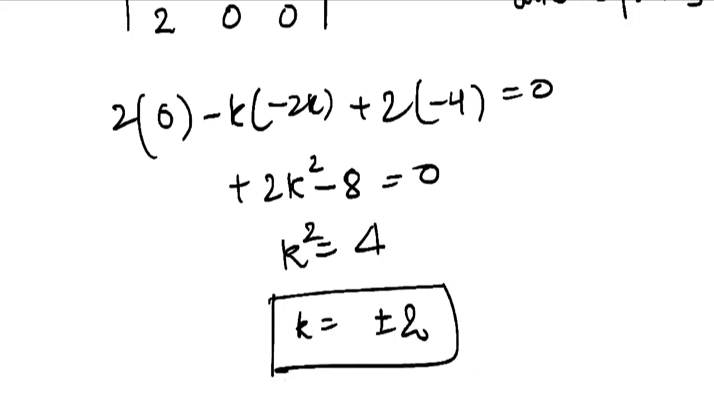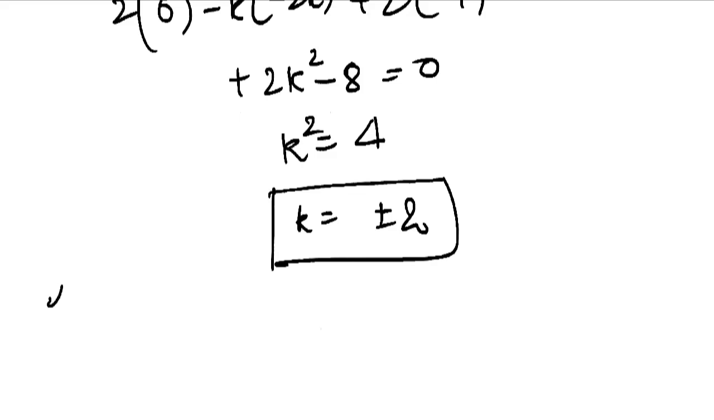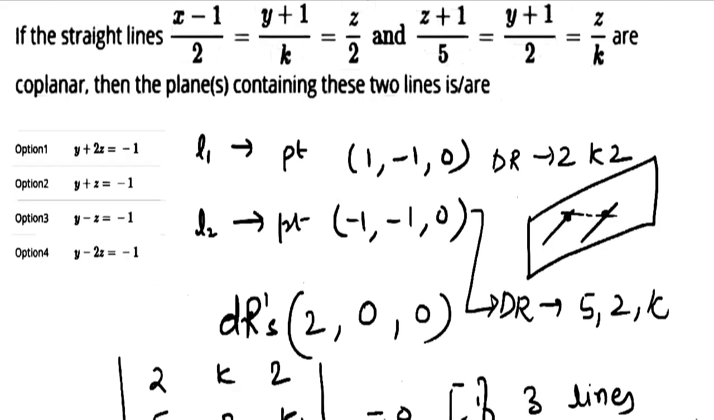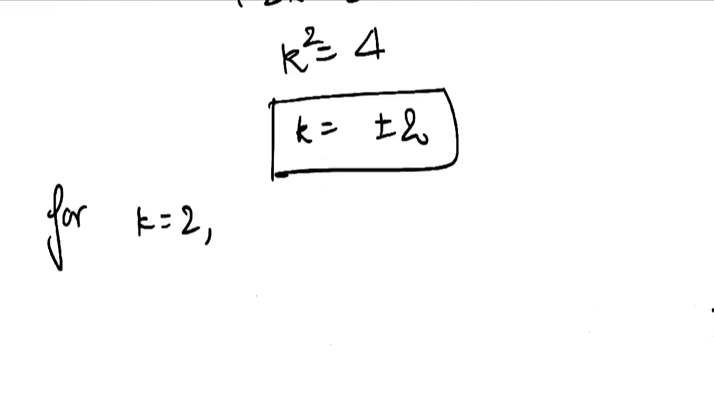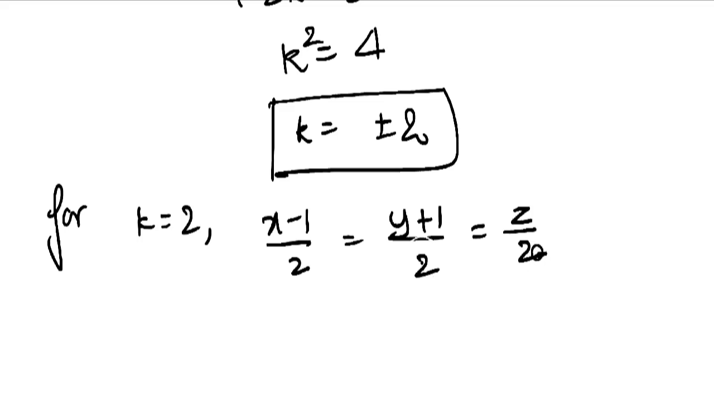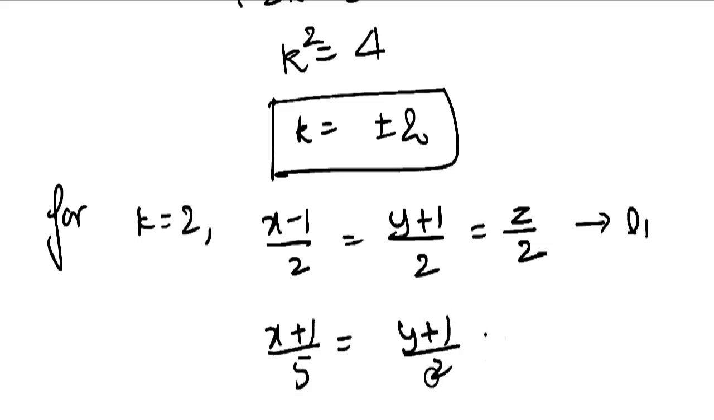Right? Now for k is equal to 2, our equation of line will become (x minus 1) upon 2 is equal to (y plus 1) upon k, that is 2, and z upon 2. Right? This will be our line 1. And line 2 will now become (x plus 1) upon 5 is equal to (y plus 1) upon 2 is equal to z upon 2.